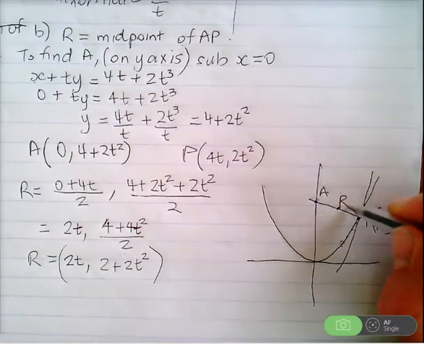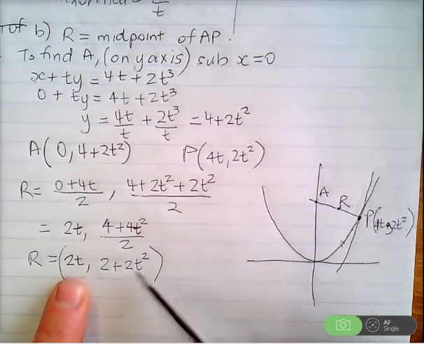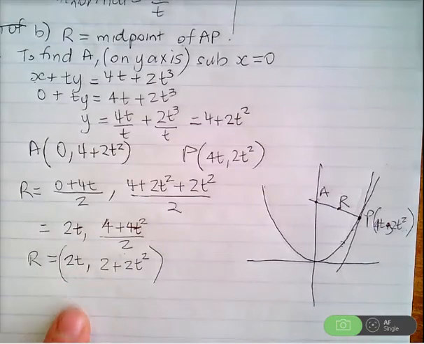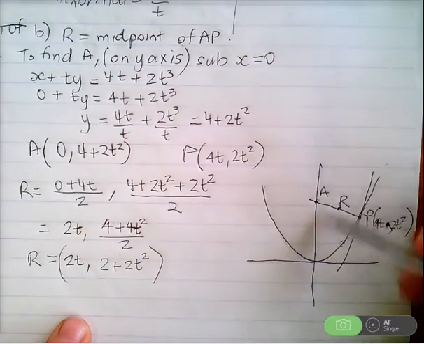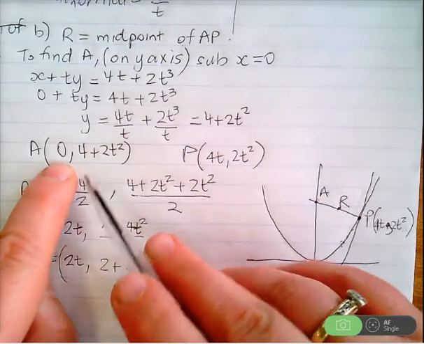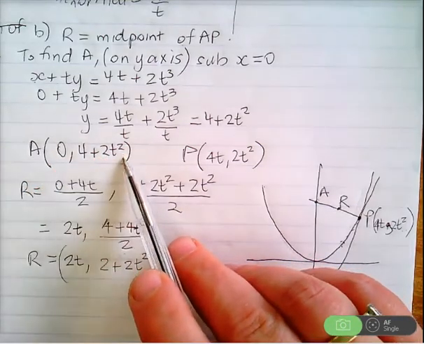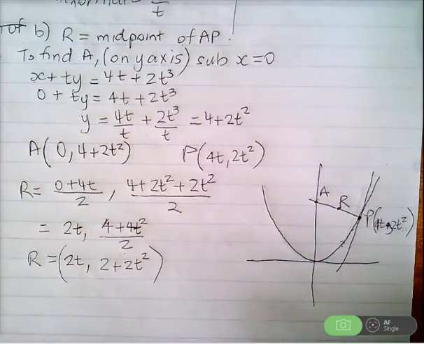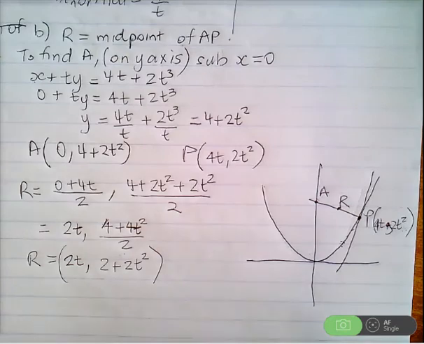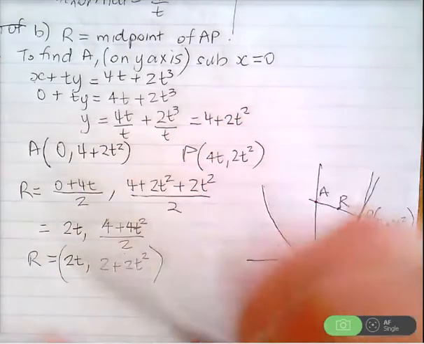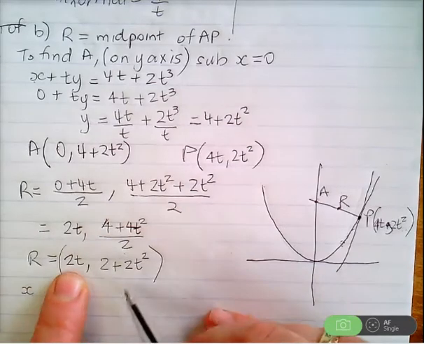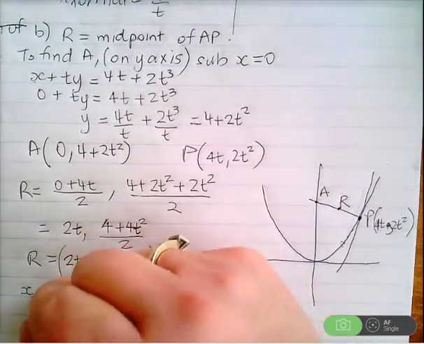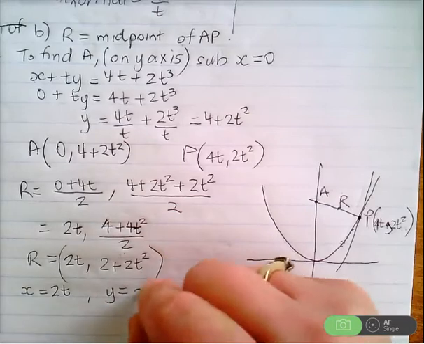Now, R will also move all the time because it's in terms of t as well. So P has its path along the parabola. A is going to move up and down because it's always (0, 4 plus 2t squared), depending on the value of t. R will move as well. A moving point follows a path. That's called a locus. So part C says, show that the locus of R is a parabola. In other words, we've got to find R. Now, we know what a single point of R is. To find the locus, isn't R a point which is (x, y)? So x is 2t, y equals 2 plus 2t squared.